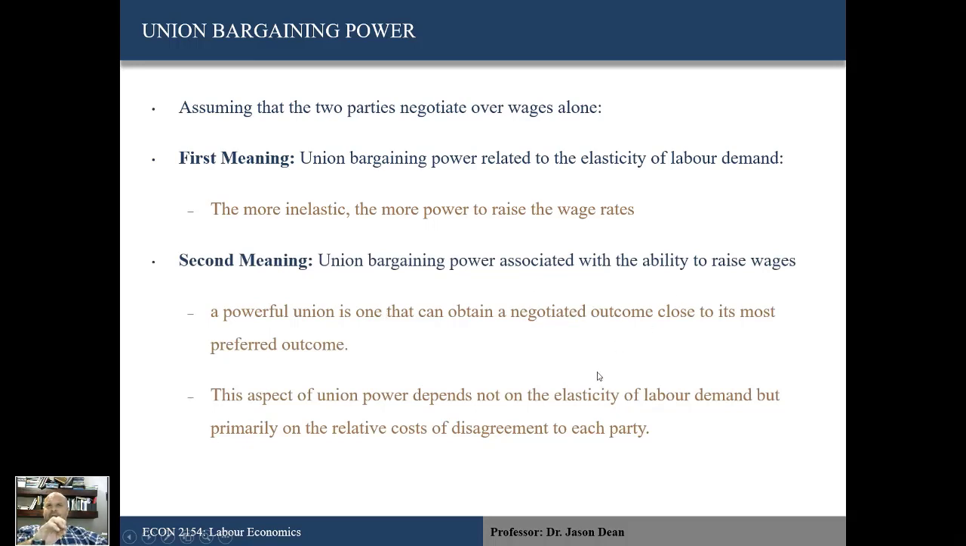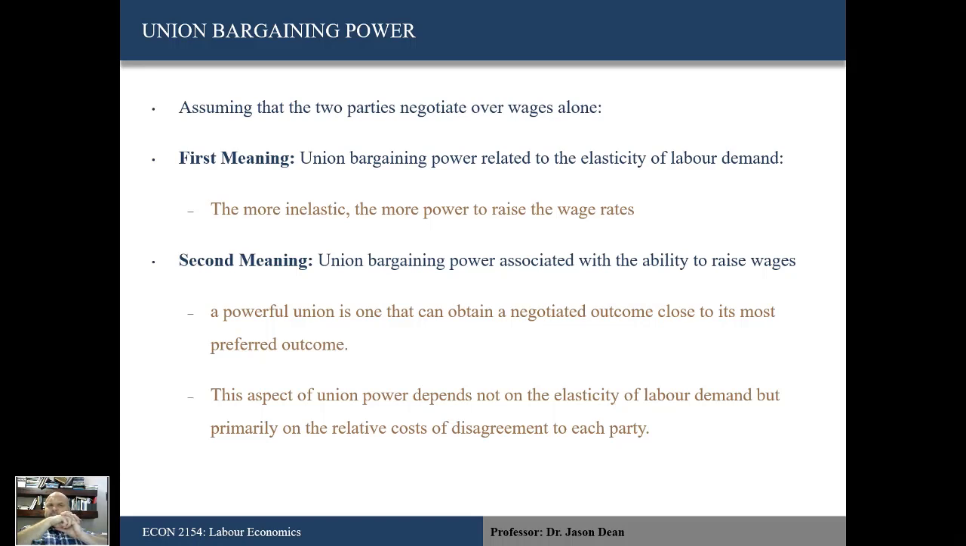So we have two different situations. One is that the possibility for the union to get higher wages is there, so we would say that they have bargaining power. And the second meaning is more related to its ability to negotiate. So a powerful union is one that can obtain a negotiated outcome close to its most preferred outcome. And so this aspect of union power depends not exactly on the elasticity of labor demand, but more on the relative costs of disagreement to each party.